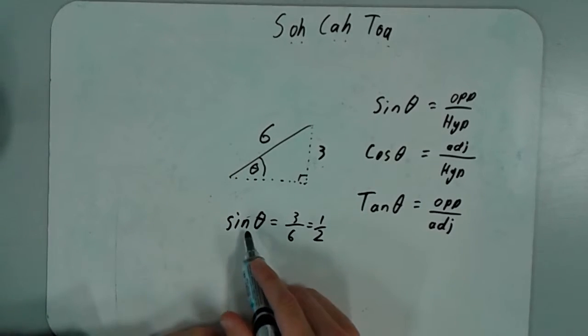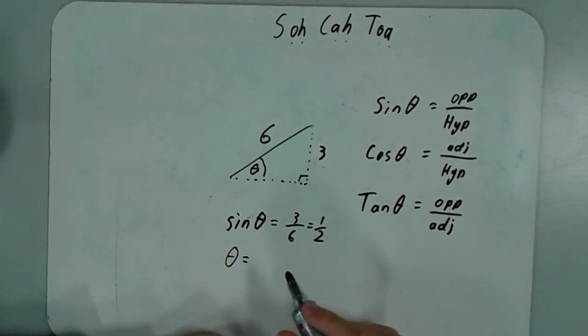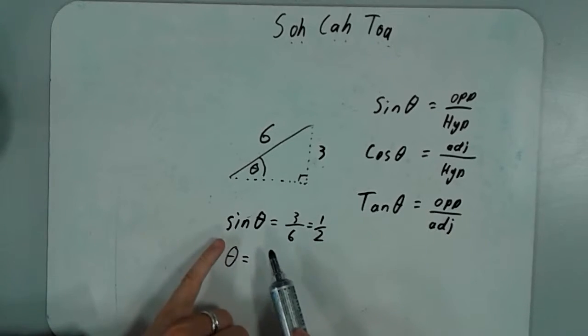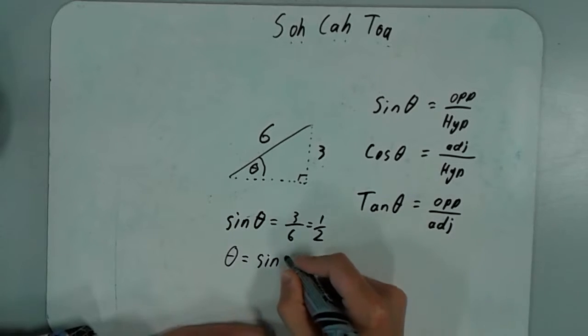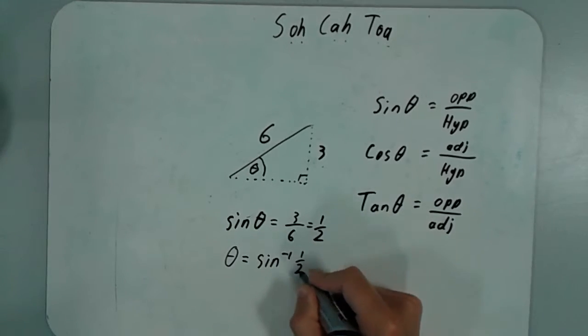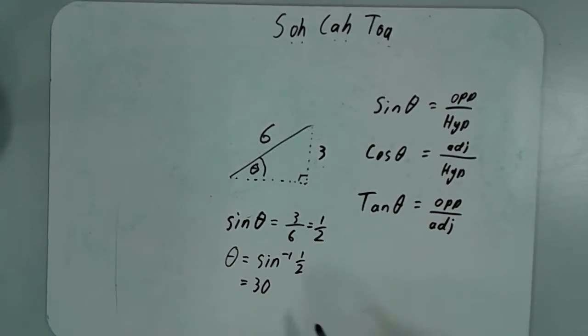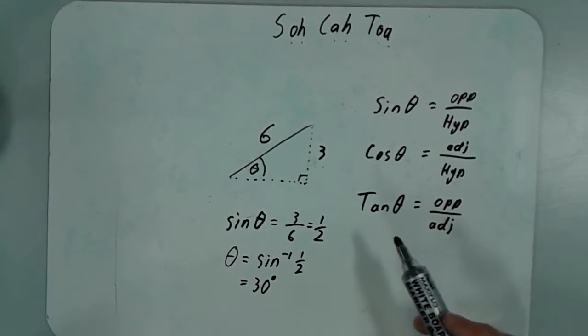So how do we solve this? We need to use sine inverse, just like multiplication is the inverse of division and vice versa. So if we want to solve this, we need to use the inverse of sine. Sine inverse of a half, and our calculator tells us that that is 30. Okay, so we know that angle would be 30 degrees in this case.